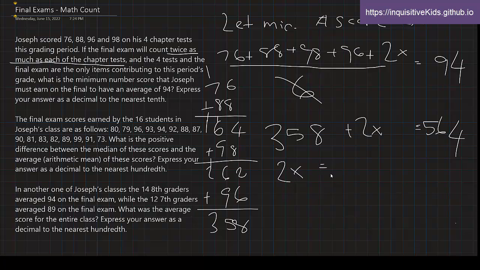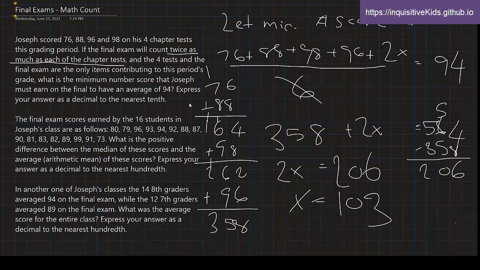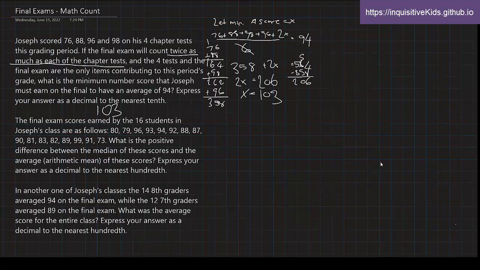Now we're trying to isolate x on one side. So we can subtract 358 on either side of the equation. 564 subtracted by 358 gives us 206. So x is going to be 206 divided by 2, which is 103. So how much does he have to earn to have a final average of 94? That would be 103.